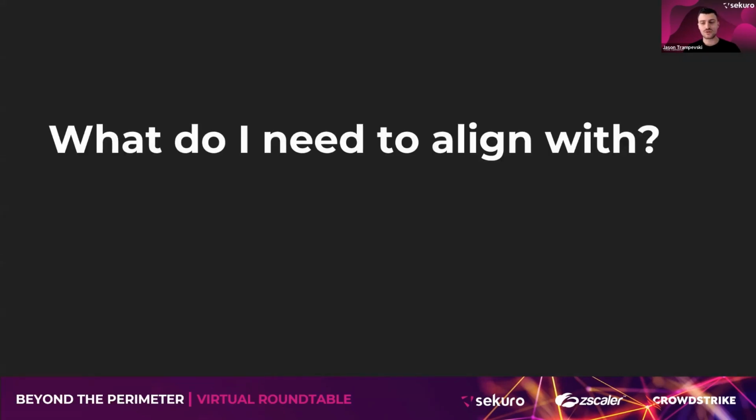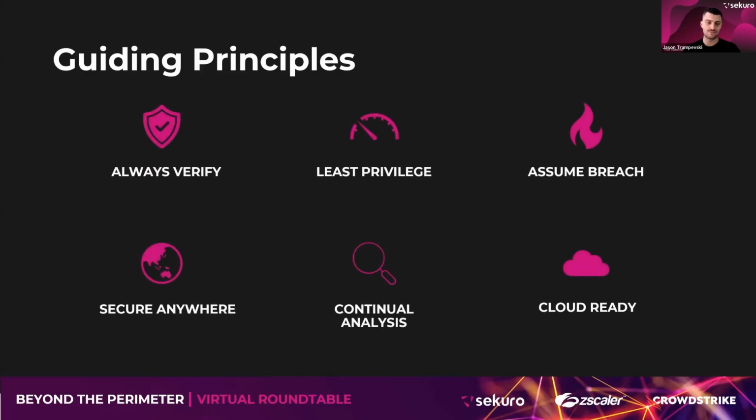So how do I align? What do I need to align with? From here, we need to align some guiding principles. So always verify: am I who I say I am? Only give me access to what I need. Then if I've got access to something, make sure I've only got access to that environment and not to move outside of that environment.